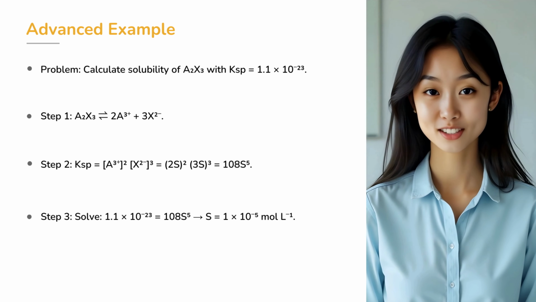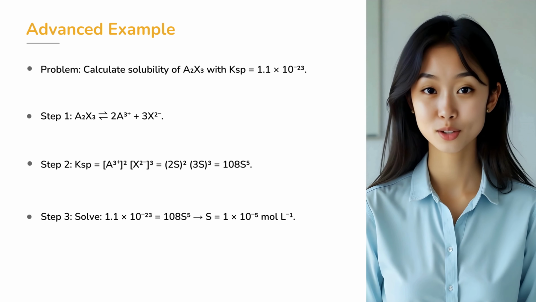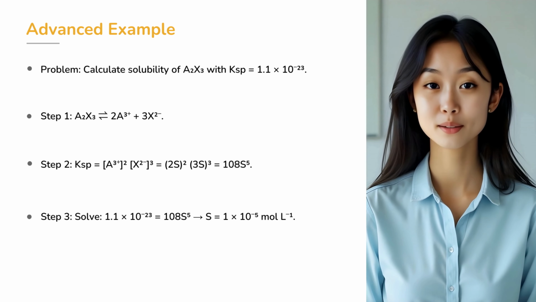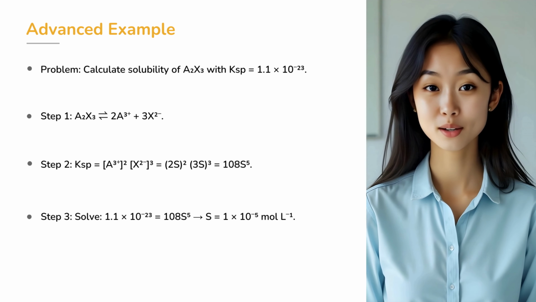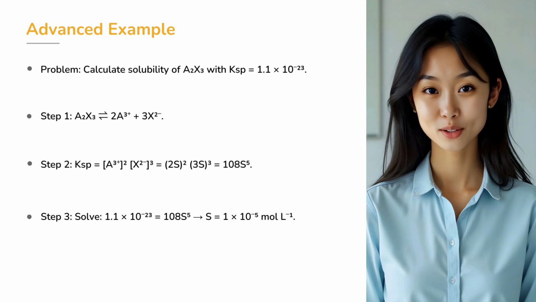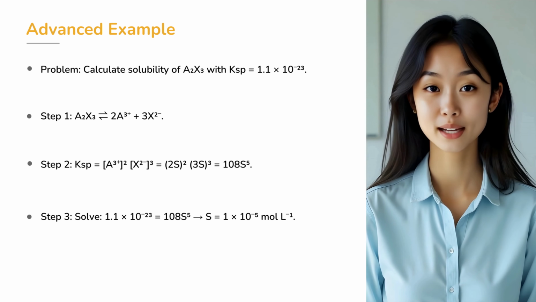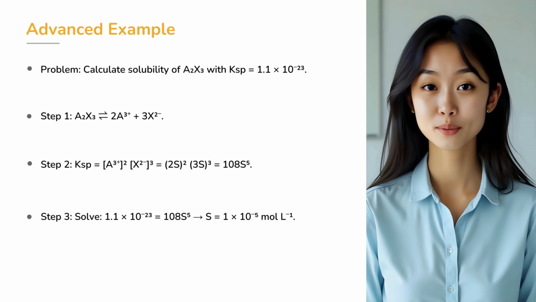Let's solve an advanced example. Suppose we have a salt represented as A2X3, with a solubility product KSP equal to 1.1 times 10 to the power of minus 23. The dissociation is A2X3 breaks apart to give 2 A3 plus ions and 3 X2 minus ions. If the molar solubility is denoted by S, then the concentration of A3 plus ions equals 2 times S, and the concentration of X2 minus ions equals 3 times S.